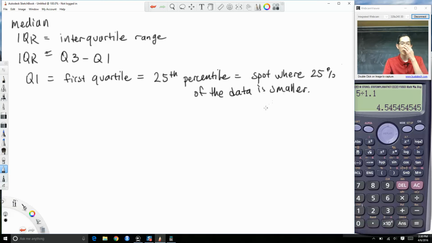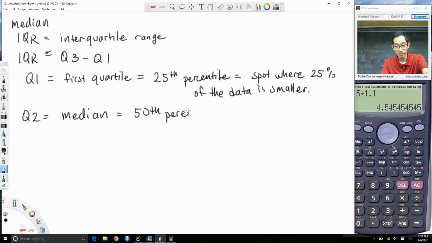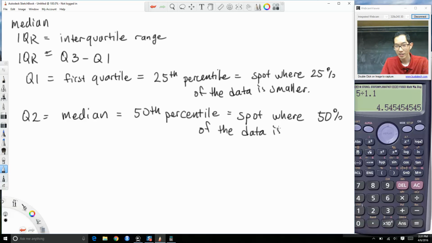We will say there's technically a Q2. This is really the median. The median is the 50th percentile, and I think you guys are probably familiar with the concept of a median. 50th percentile, this is the spot where 50% of the data is smaller.